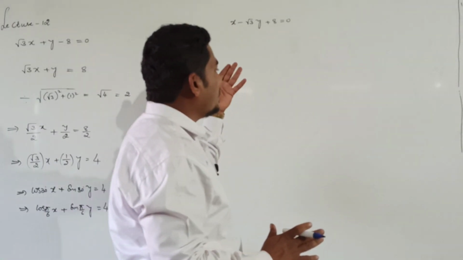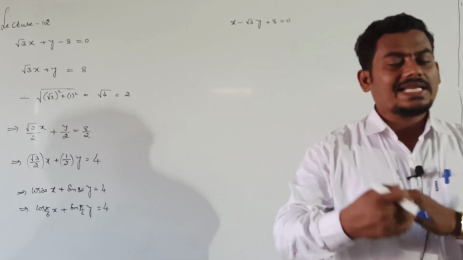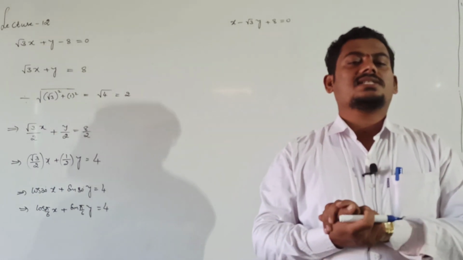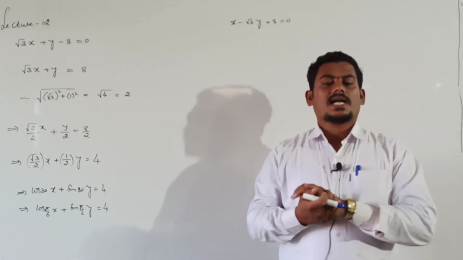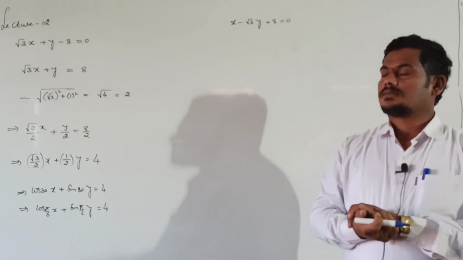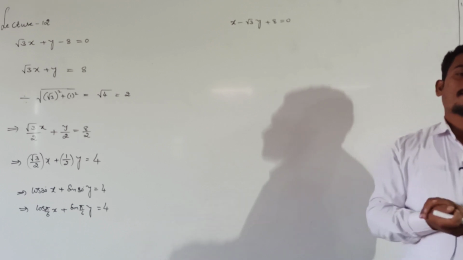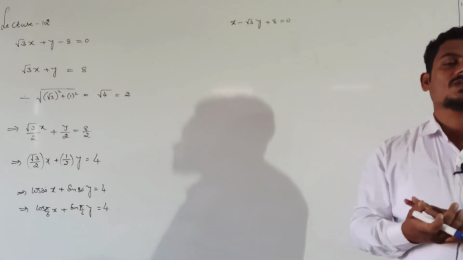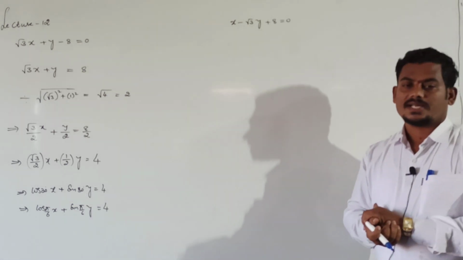Reduce this equation into normal form. What is the procedure? Just send the constant term into RHS. Constant term, send it to RHS. After that, divide by the square root of coefficient of x whole square plus coefficient of y whole square, right?